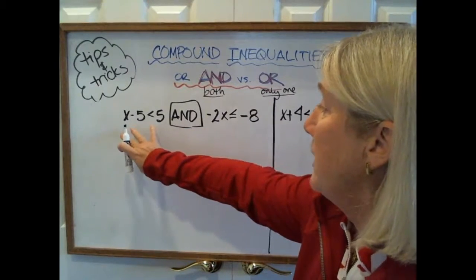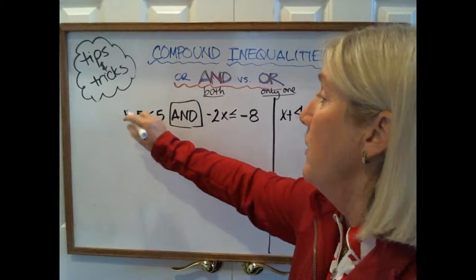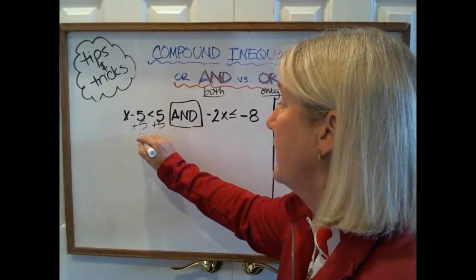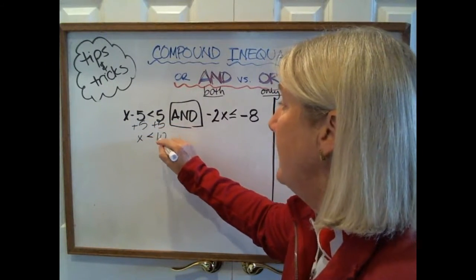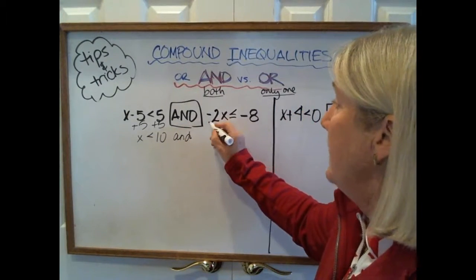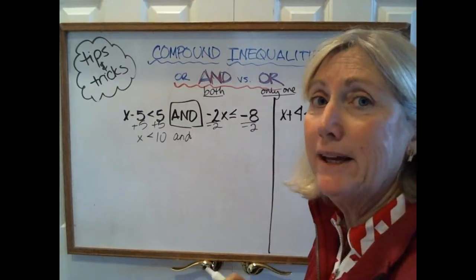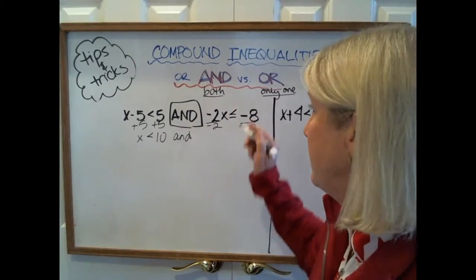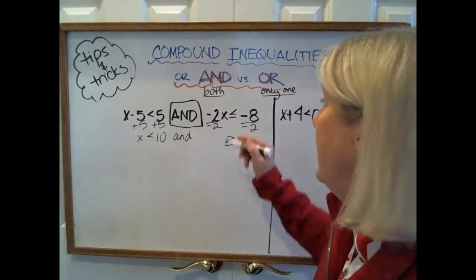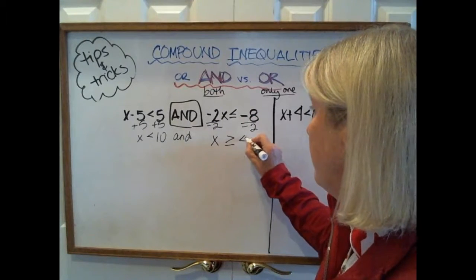So what we do is we have two different inequalities joined by the word "and". So we solve them. I'm going to do plus 5 on each side here, so I get x is less than 10. And then I'm going to have "and", because the "and" is still there. And here I'm going to divide by a negative 2. Now as soon as I see myself dividing by a negative 2, I go, I'd better flip the sign. So I do that right away, just so I don't forget. So I get x is greater than or equal to 4.